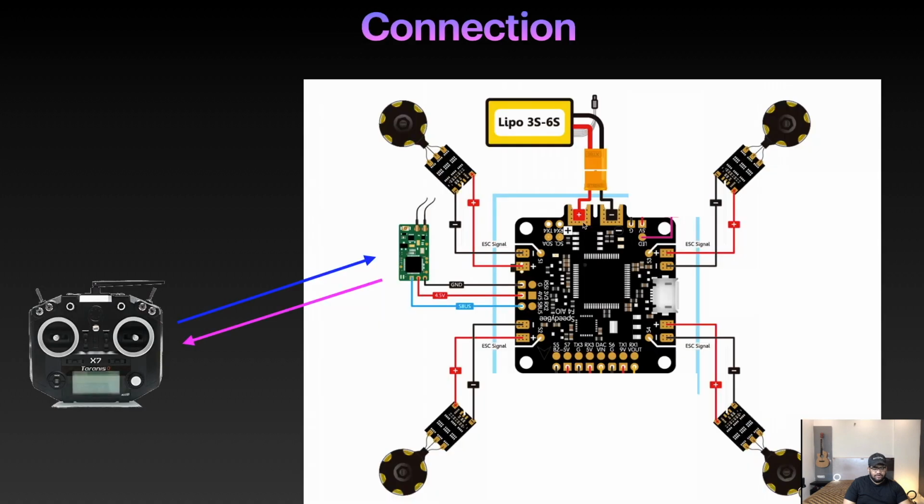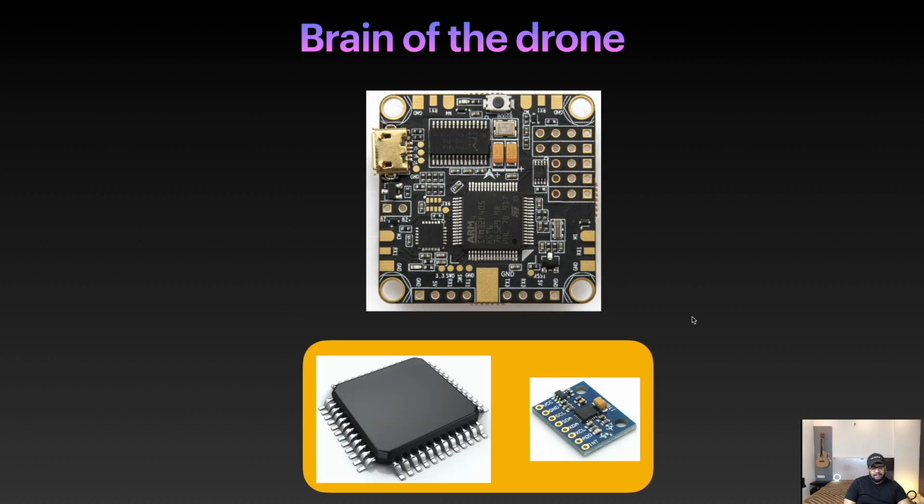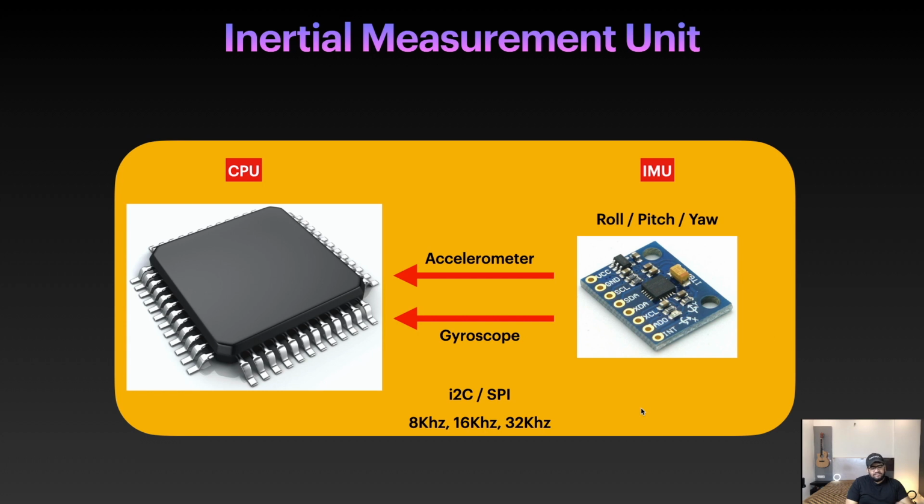So as I showed you, you plug the receiver, you plug the ESC, you plug the battery, and the flight controller is good to go. So this is how a typical FPV drone flight controller looks. And again, as I mentioned, this has nothing but a CPU and something called an inertial measurement unit.